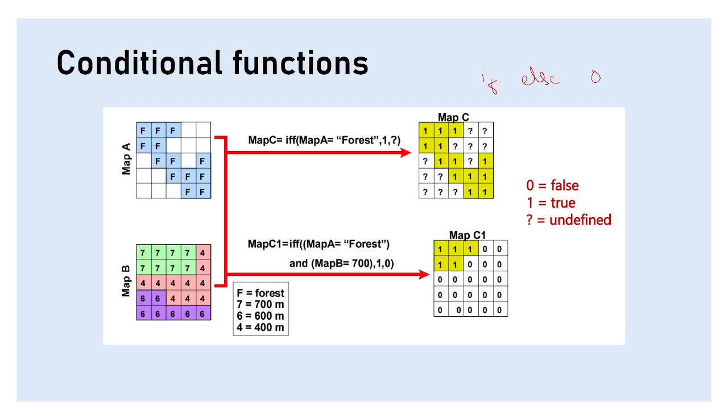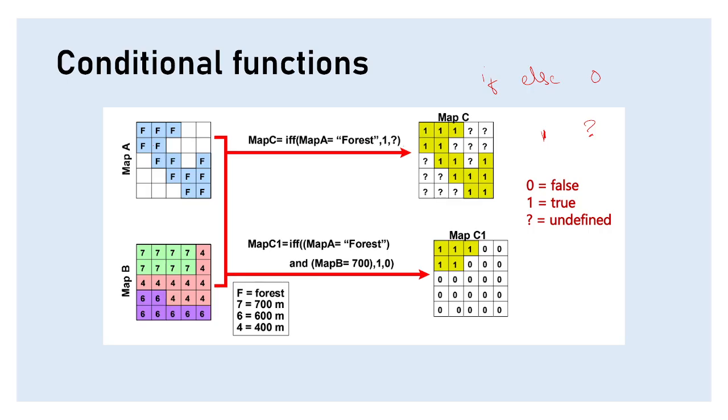And map B, we have three classes. Okay, we have this 700 meter, 600 meter, and 400 meter. So if I take this map C, which is over here, the condition is: if map A equal to forest, then it is true, else unidentified. Okay. So if it is forest, you give it as 1, and if it's not, you give it as unidentified. That is what this means.